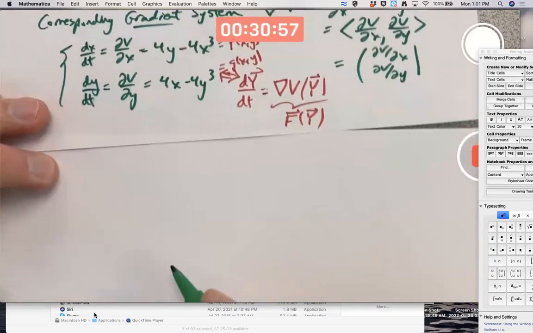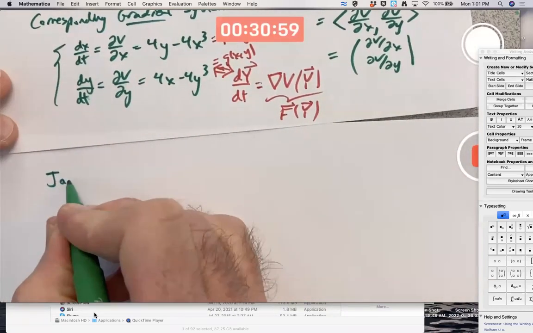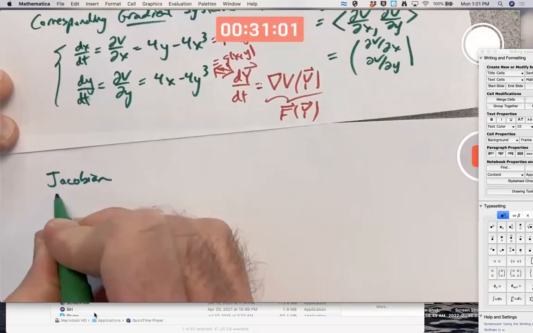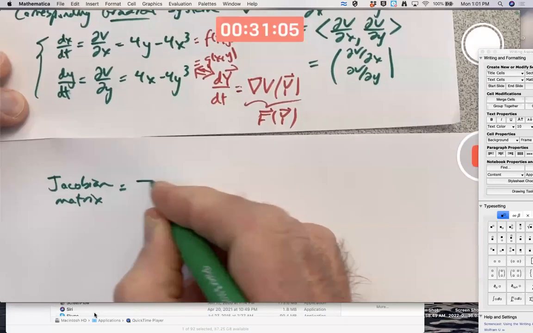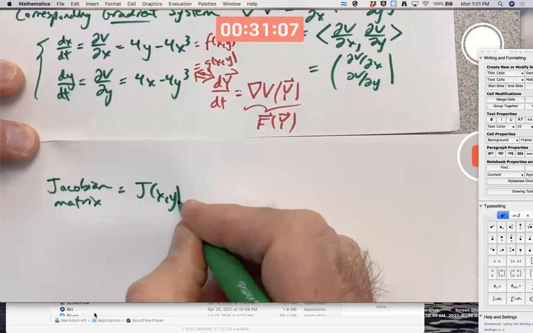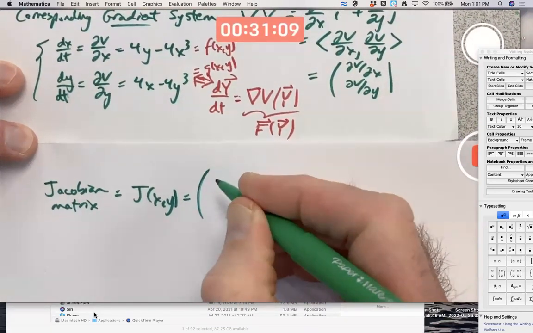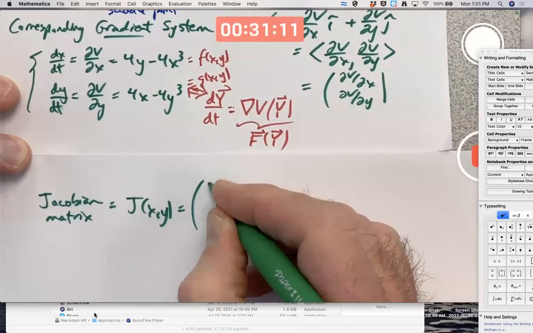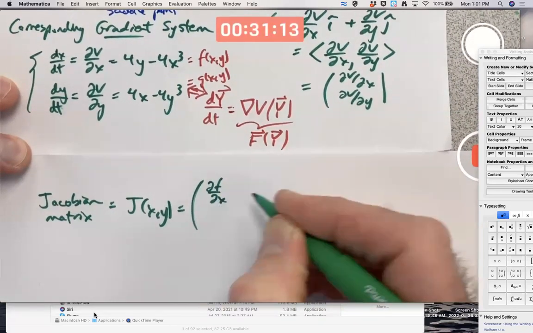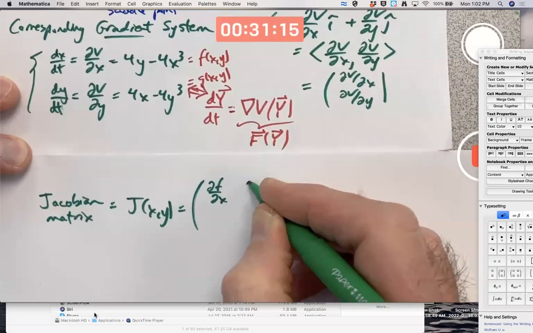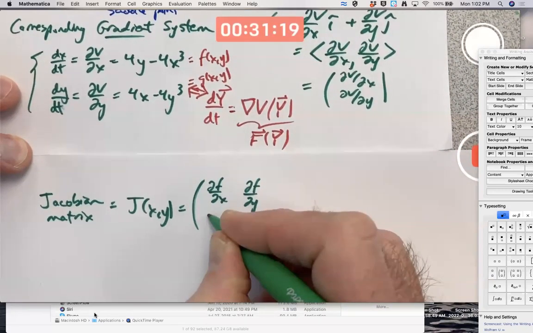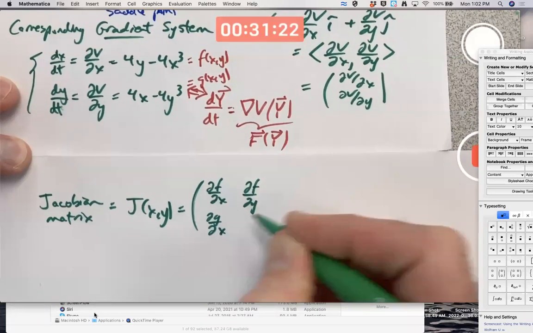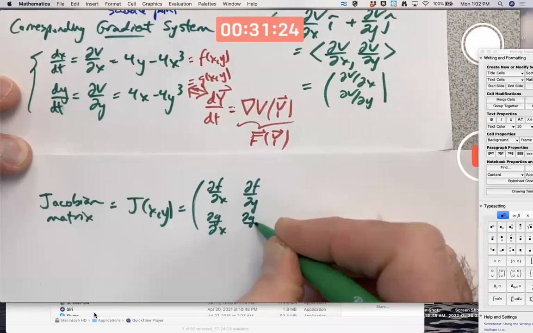Jacobian matrix, J of xy. How do you find it? The upper left entry is the partial of f with respect to x. Upper right is the partial of f with respect to y. Lower left, partial of g with respect to x. Lower right, partial of g with respect to y.